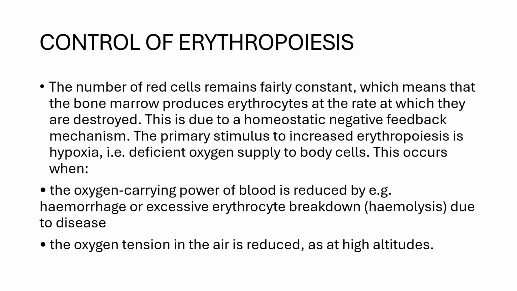So this is due to a homeostatic negative feedback mechanism. That means there is a mechanism. The rate at which they are produced is directly proportional to the rate at which they are destroyed. So the primary stimulus to increase erythropoiesis is hypoxia, and that's oxygen.